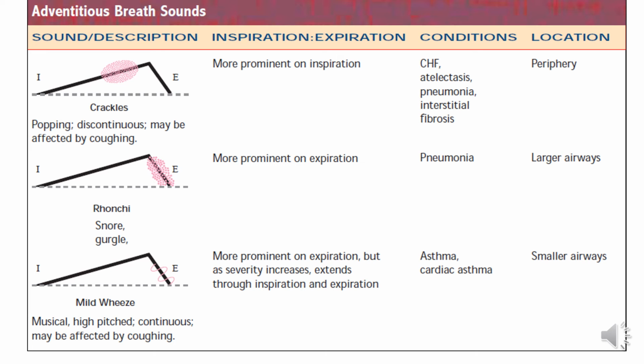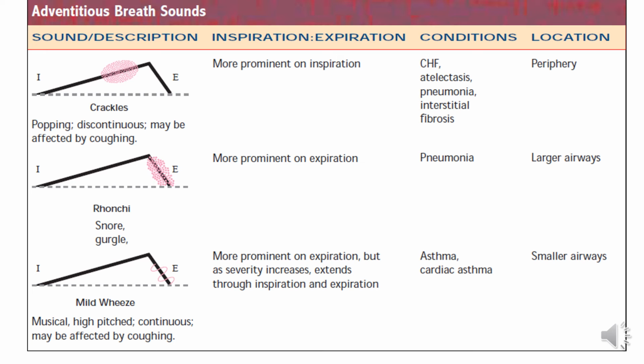If you see the inspiratory and expiratory ratio, the inspiratory ratio will be more than the expiratory ratio, and it is more prominent on inspiration. The common conditions where we can hear this crackle sound are chronic heart failure, atelectasis, pneumonia and interstitial fibrosis. We can hear this crackle sound over the periphery of the lungs.